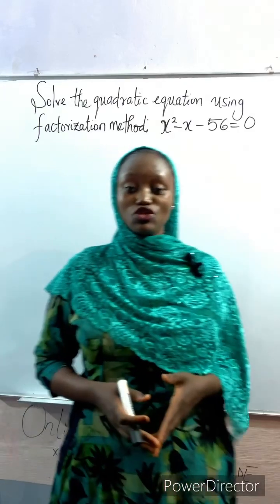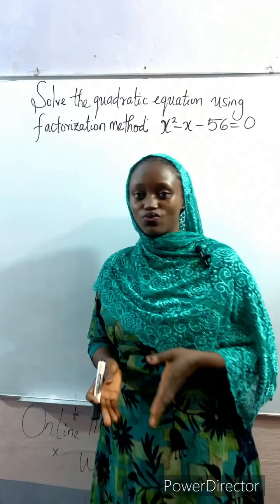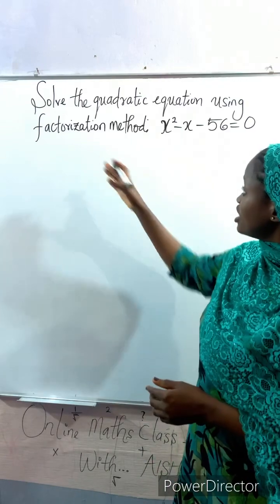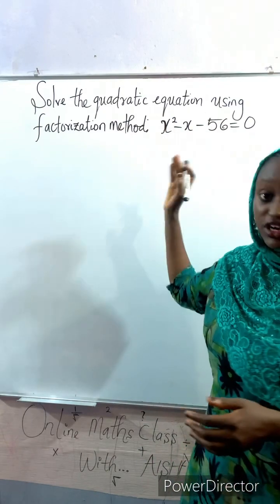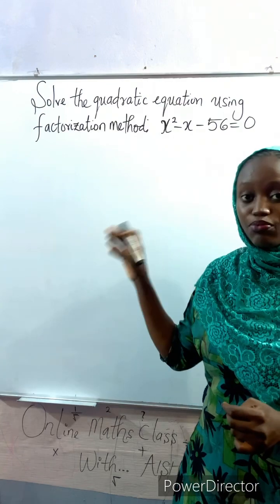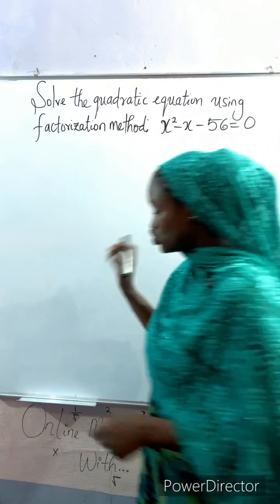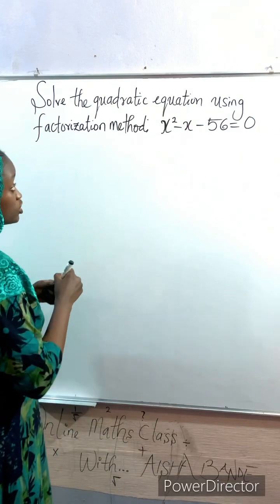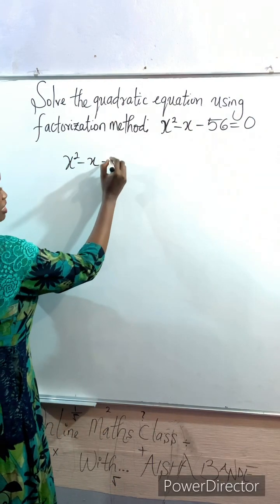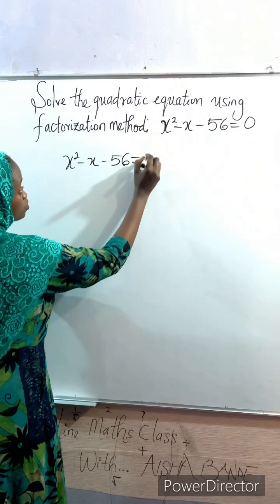We have a question to solve under quadratic equation where we are asked to use the factorization method. The question says solve the quadratic equation using factorization method. So this question has specified the type of method to be used. Okay, so we have to follow the instruction. The equation is x squared minus x minus 56 is equal to 0.